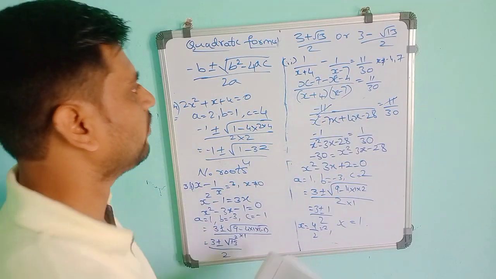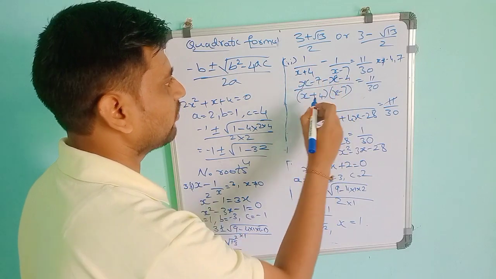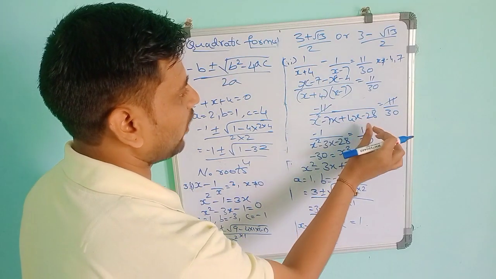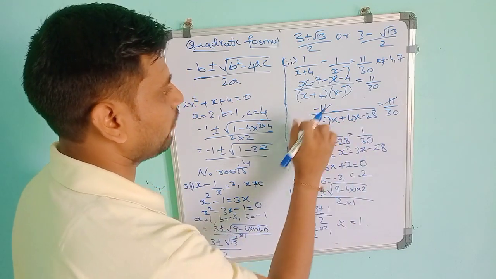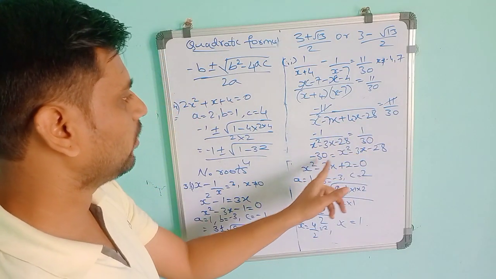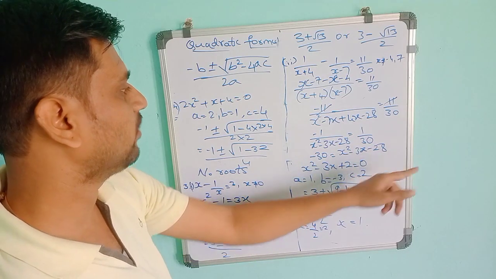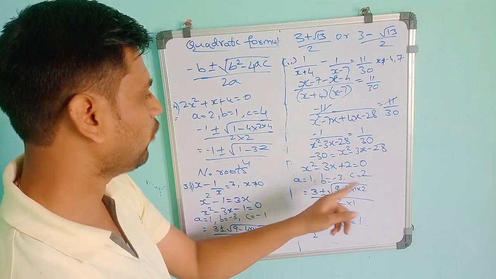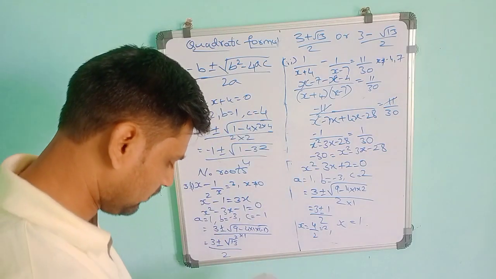So x will be cancelled. Minus 7 minus 4 is minus 11, divided by x square minus 7x plus 4x minus 28, equal to 11 by 30. 11 cancels. Then this value we take with the positive sign. So x square minus 3x minus 28 plus 30 is 2. x square minus 3x plus 2 is equal to 0. Then you have to put the values in the formula.